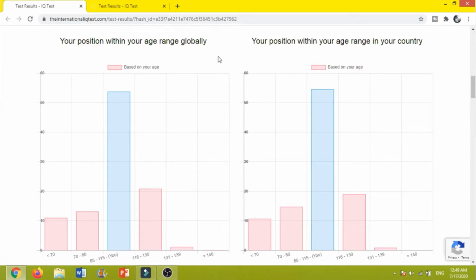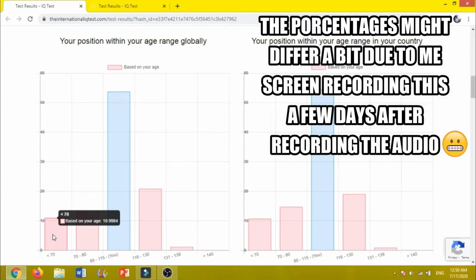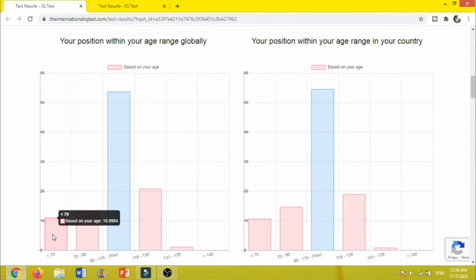This test website gives us a total of 16 graphs, and I'll explain the first two so you guys can understand the rest. This is the title of this first graph that you see here. These numbers right here are the percentage of the candidates that participated in the test, and these numbers down here are the IQ scores. This first bar indicates that 10.97%, almost 11% of the candidates that did the test, obtained a score of 70 or less.